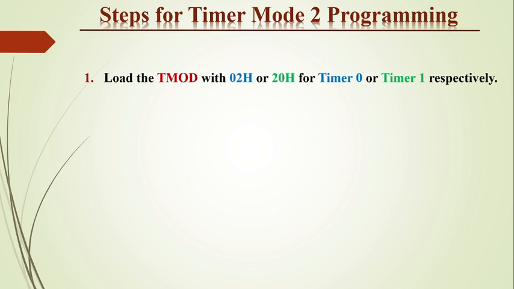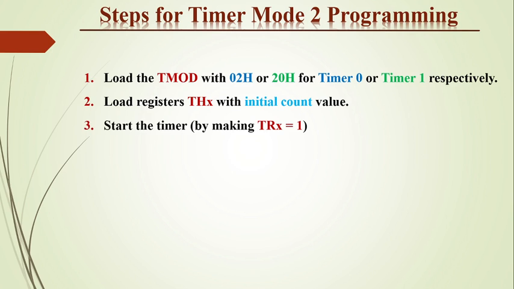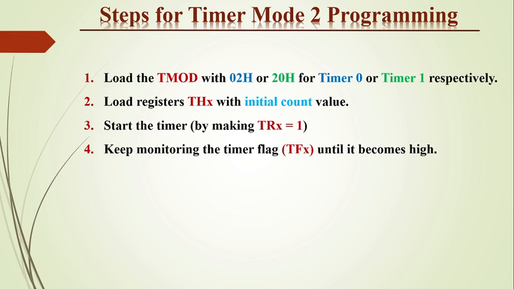Here are the steps for timer mode 2 programming. Our first step is to load TMOD with 02H or 20H for timer 0 or timer 1 respectively. The second step is to load the register THX with the initial count value, and then start the timer by making the TRX bit equal to 1. Now keep monitoring the TFX flag, as it is initially 0 and becomes high after the timer rolls over. So we have to keep monitoring this flag.